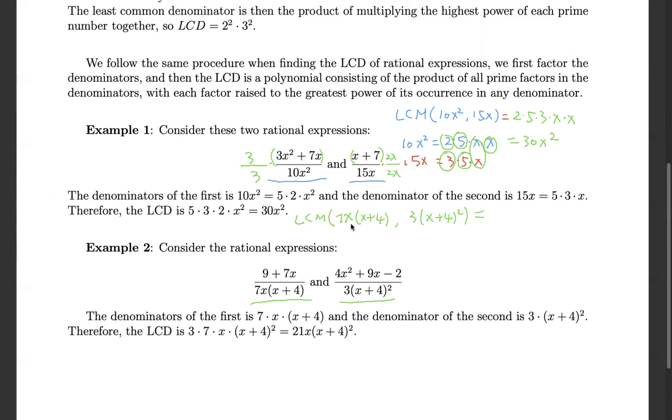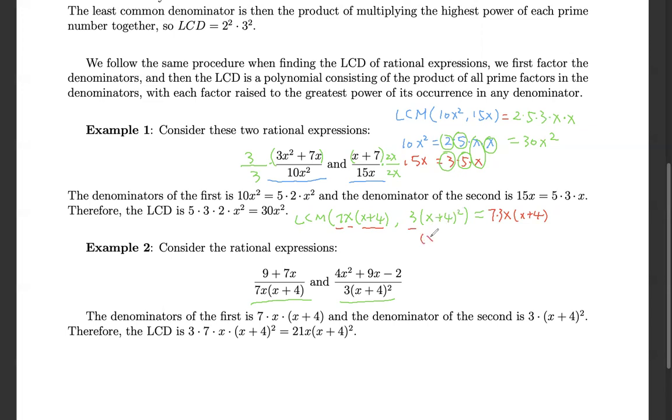So 7x times x plus 4 is obvious. So we have 7 as a factor, x as a factor, x plus 4 as a factor. So we write down everything. We write down 7, we write down x, we write down x plus 4. So the second one, we don't have 7, but we have 3. So we need to write down 3 multiplied by 3. We like numbers multiplied by numbers. So we write multiply by 3 with 7. Then x plus 4 squared.